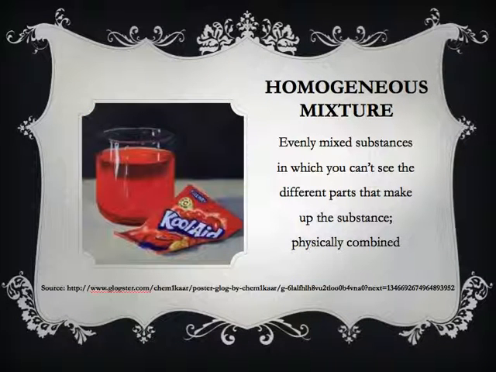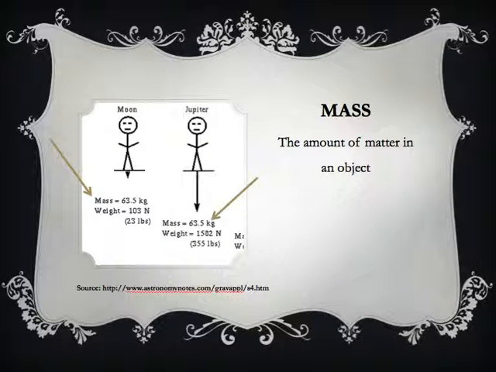Homogeneous mixture. Evenly mixed substances in which you can't see the different parts that make up the substance. A homogeneous mixture is also physically combined. Another name for homogeneous mixture is a solution. Mass, the amount of matter in an object. So here we have a picture of someone's mass on the moon and their mass on Jupiter, and what we can see is that their mass doesn't change from one object to the next.